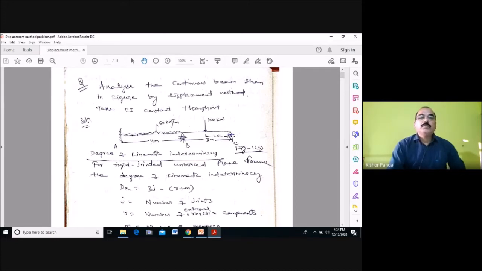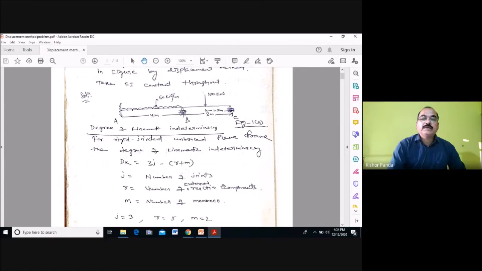So what do you have to do? First you have to find out the degree of kinematic indeterminacy. This is a rigid jointed unbraced plane frame, so this is the equation. The degree of kinematic indeterminacy is equal to 3j minus r plus m. Here j is the number of joints, r is the number of external reaction components, and m is the number of members. Here 2 members.